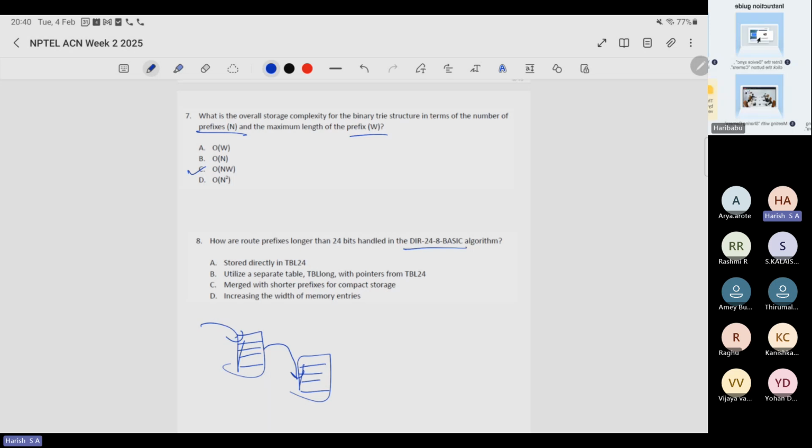So from that perspective, prefixes that are longer than 24 bits are handled using a separate table, which is called TBL 24, the second table. This is directly from the video once again. There's nothing much here.